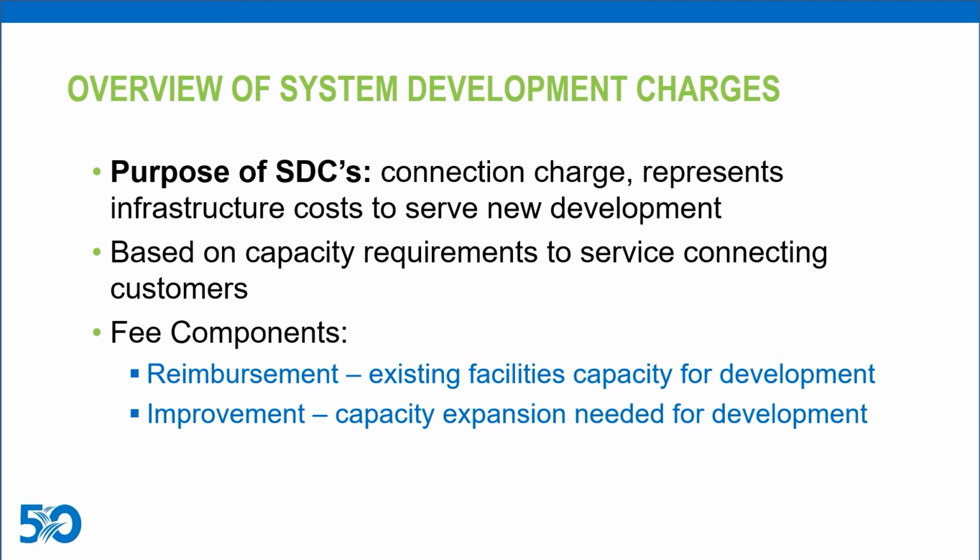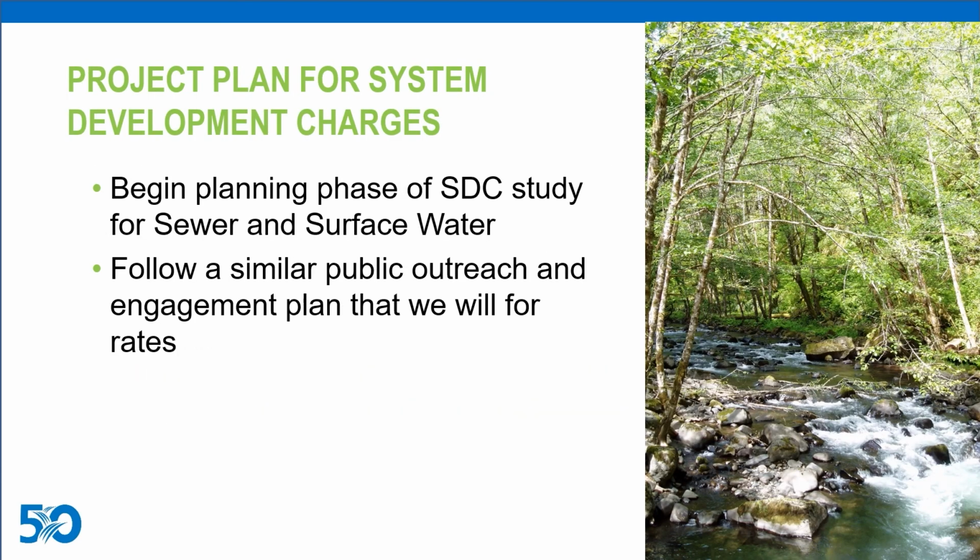There are generally two fee components. The reimbursement fee is for an existing system buy-in and is intended to represent the cost of existing facilities that have capacity for new development. Improvement fees represent the cost of new facilities or capacity expansion needed to provide service to new development. There's also a combined approach to develop these fees, which is really a sum of the two different components, the reimbursement fee and the improvement fee. Many utilities take this approach in determining their system development charges, and we will look at all three potential components in this analysis.